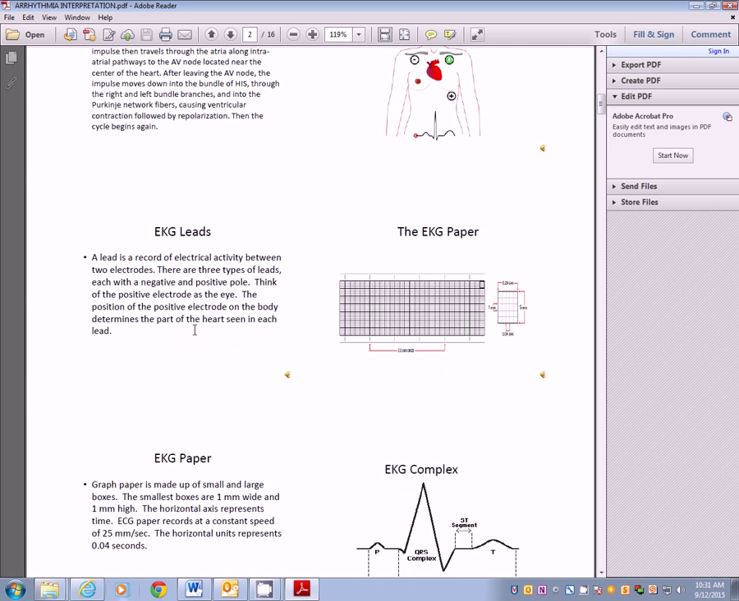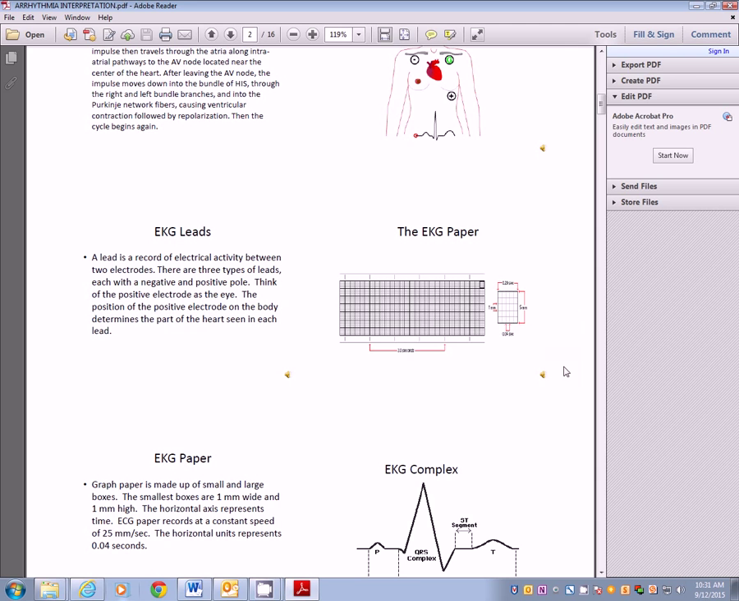All right. EKG leads. A lead is a record of electrical activity between 2 electrodes. There are 3 types of leads, each with a negative and a positive pole. Think of a positive electrode as your eye. And think about wherever you put that positive electrode on the body is going to determine how the heart is seen in that lead when you're getting ready to actually do, for example, a 12 lead.